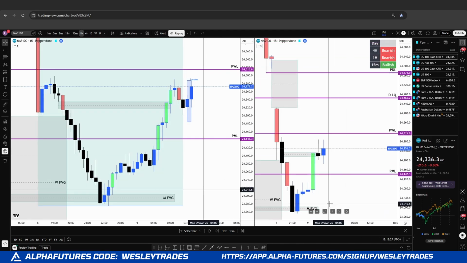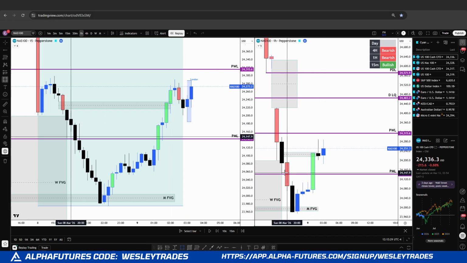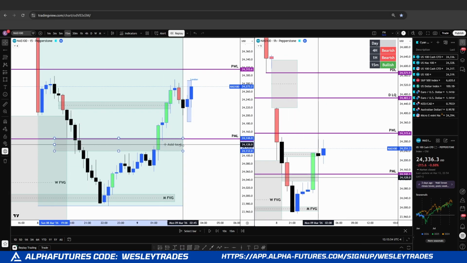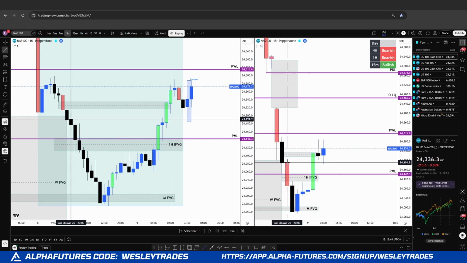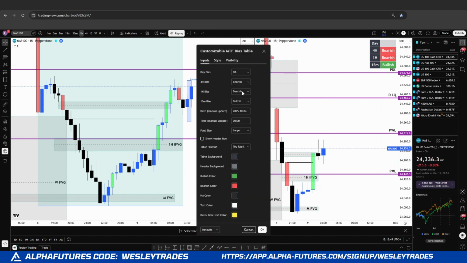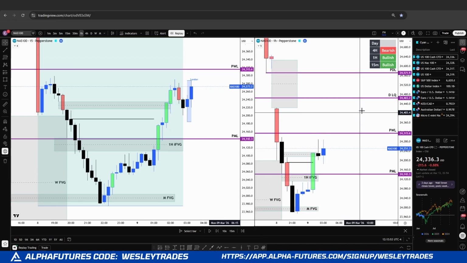What happened? During this move up, we closed above a 1 hour fair value gap. So, but what is this now? Since we closed above it with a decent candle body, it turned the 1 hour bullish. Boom. Here we go. And this is the first time that we can actually look for a retracement trade. 1 hour time frame is now bullish.